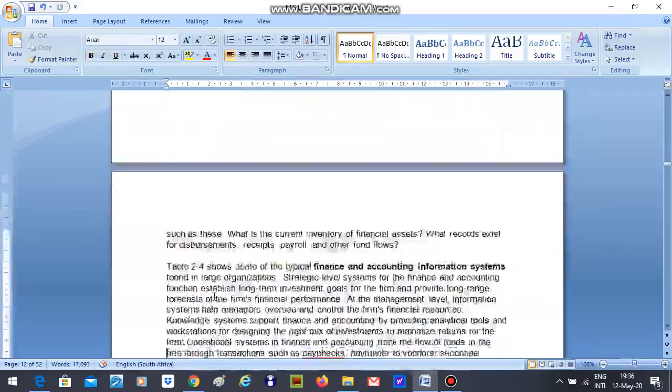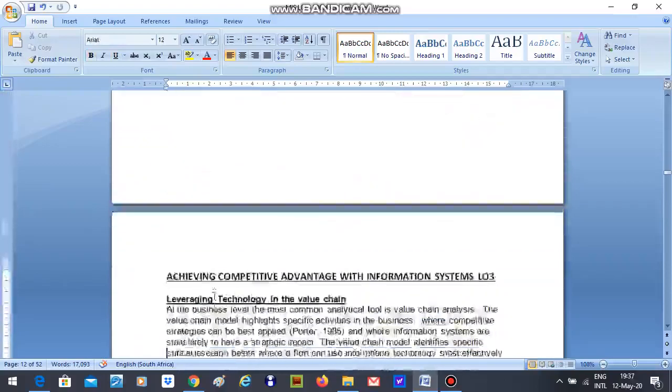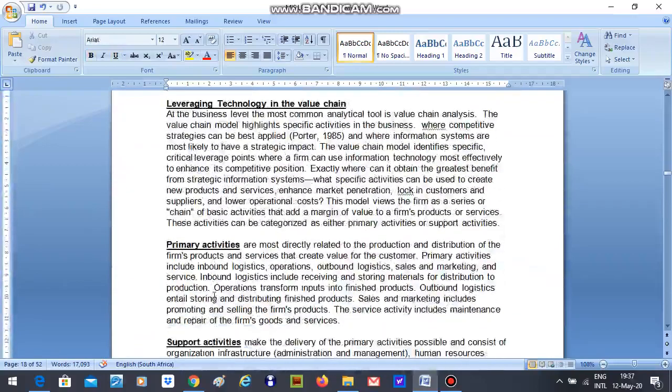Okay, we can scroll down and look at LO3, which talks about competitive advantage. When you're talking about competitive advantage, it has 3 models: value chain, value web, and Porter's 5 forces, and I think it also has Porter's generic model. The value chain is about adding value to products and services through the primary and secondary activities.